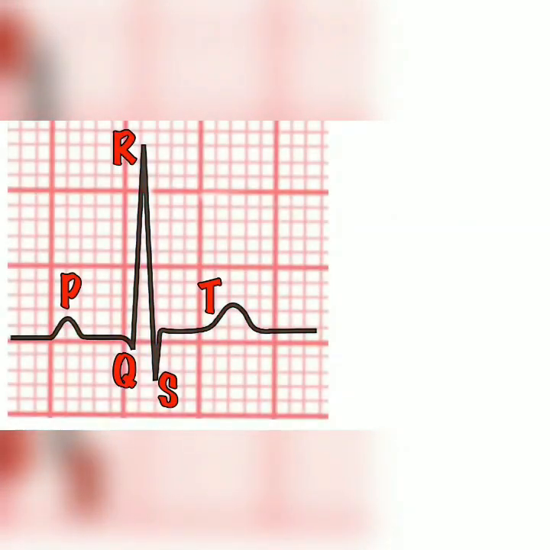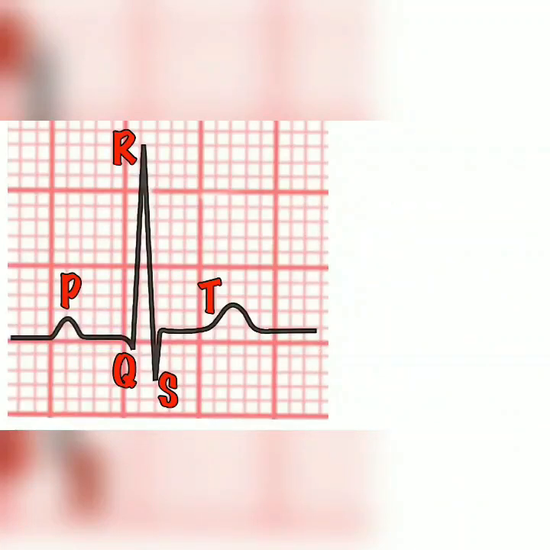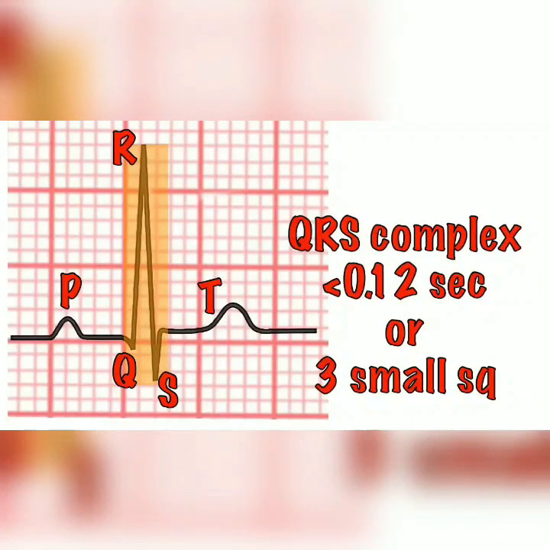The gap between the start of the P wave and the start of the QRS complex is known as the PR interval and should take between 0.12 and 0.2 seconds, or 3 to 5 small squares on the ECG. Ventricular depolarisation causes the QRS complex and should take no longer than 0.12 of a second, or 3 small squares on an ECG.